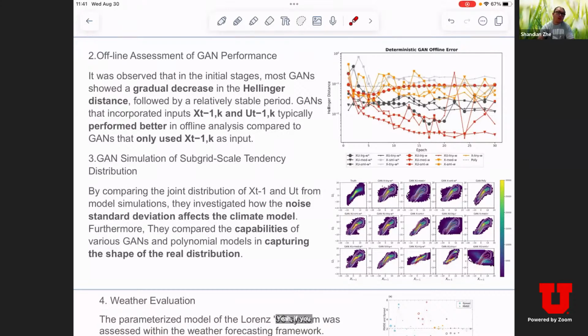In section 3, in the GAN simulation of subgrid tendency distribution, they're just showing whether, if you use a GAN to simulate those variables, they have a similar distribution to the original system. Okay, that makes sense. Yes, because they want to compare on different standards. They both compare to the ground truth, but one uses the Hellinger distance to see how accurate the estimate is, and what we saw here is to see how the GANs can capture the shape of the real distribution.